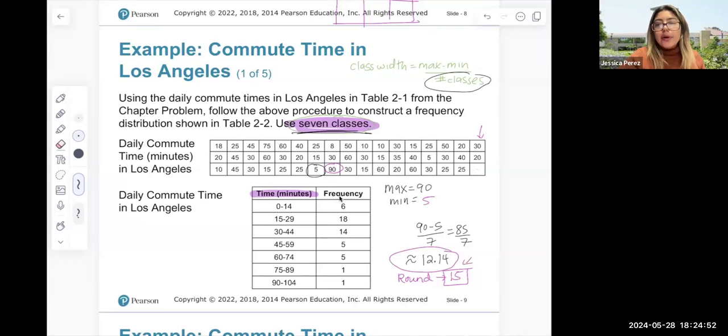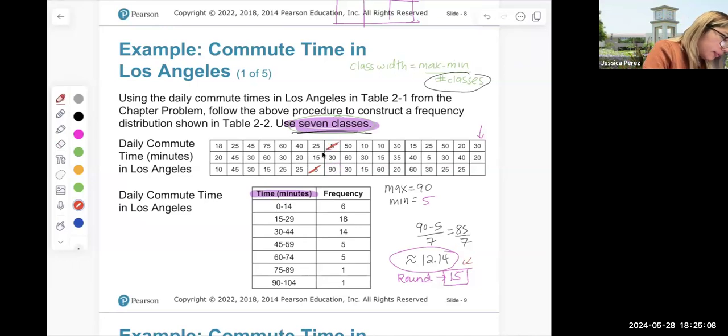So the next part, the frequency, is just counting. How many from 0 to 14 do you see in your data? And this is where you start counting. Do I see a 0? No. I see a 5. I see an 8. Up to 14, I see another 10, and I'm going to count. Remember, I'm not counting 15. I'm counting everything less than 14. So I think that's it. 1, 2, 3, 4, 5, 6. That's the 6 that I have right here.